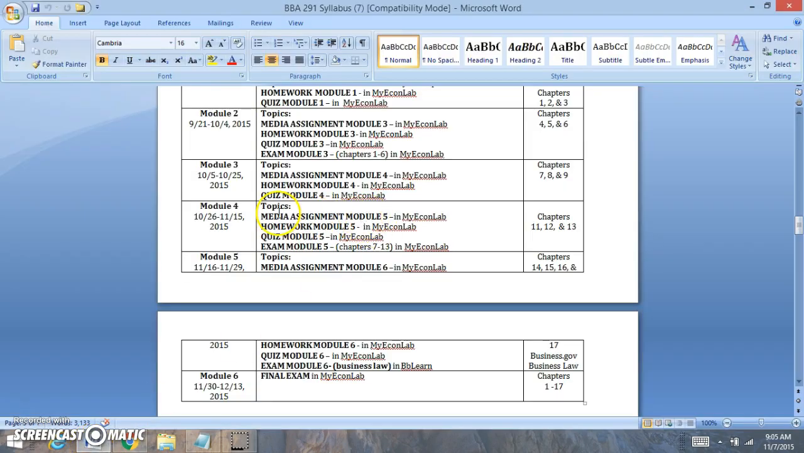For this module, we're going to be reviewing Media Assignment Module 6, Homework Module 6, and Quiz Module 6, which will include Chapters 14, 15, 16, and 17. So you're going to be doing both the homeworks and quizzes listed in MyEconLab, and the exam in Module 6 as well.